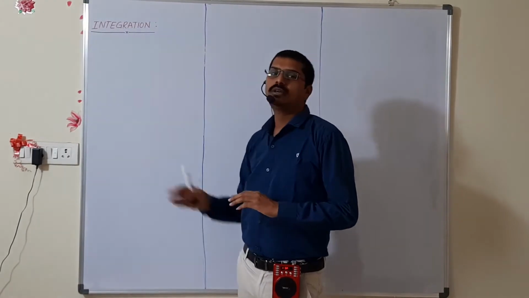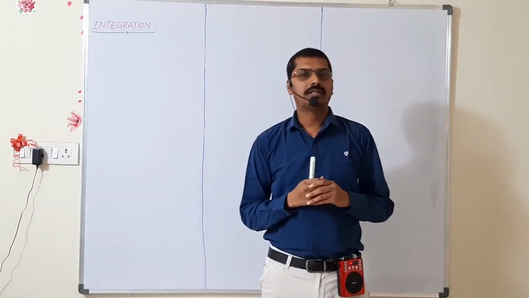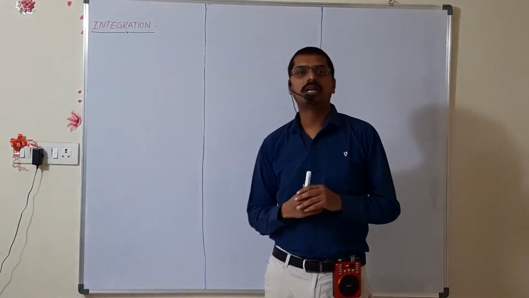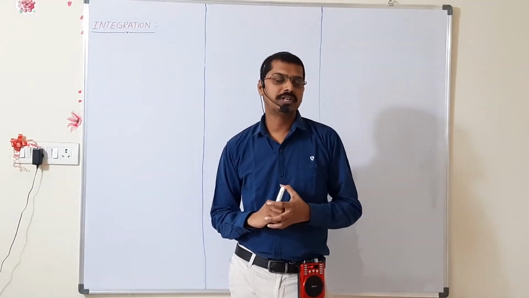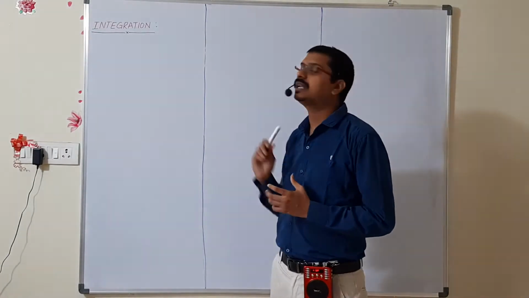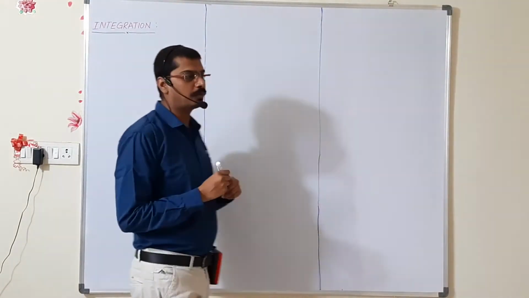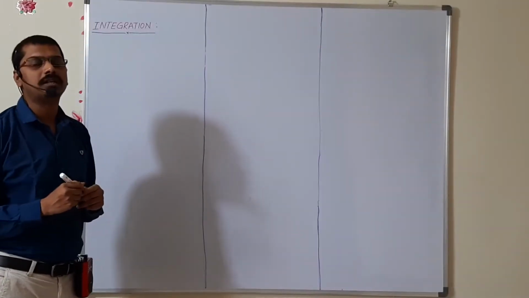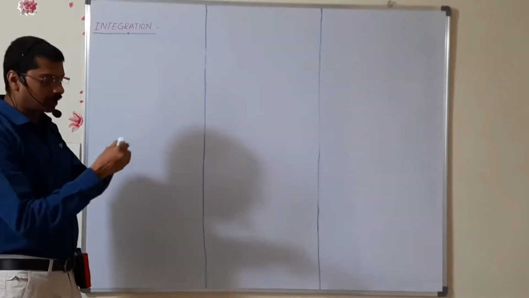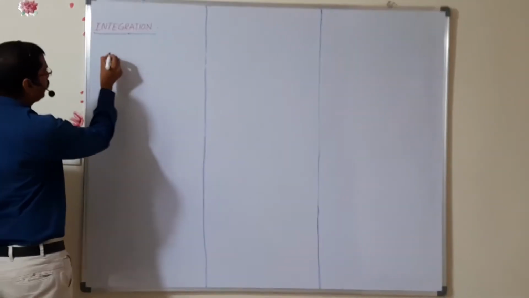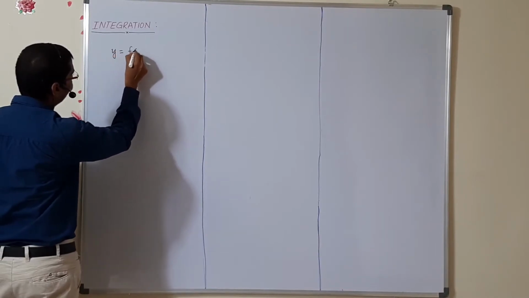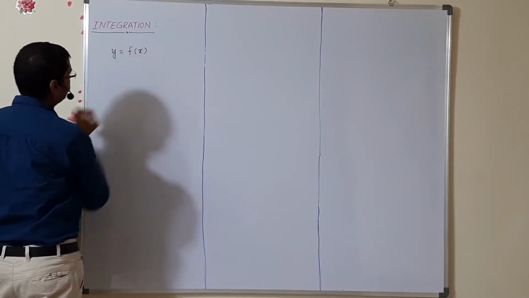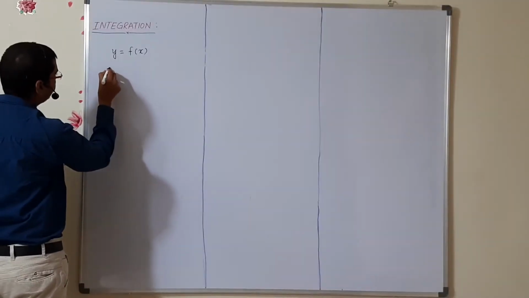Generally, we can take the definition of differentiation as the explanation. The reverse process of differentiation is called integration. What? The reverse process of differentiation is called integration. The reverse process means integration. How can we write it? y is a function of x. Whenever y is a function of x, how can we write the differentiation?